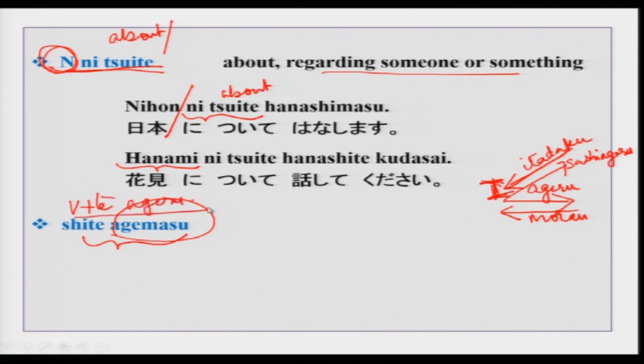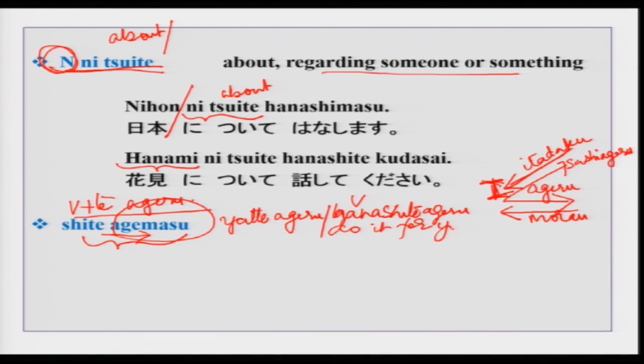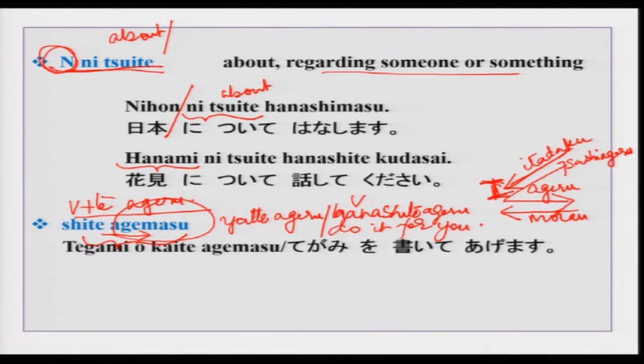What does this mean? Te agemasu means this form, yatte ageru, hanashite ageru. I will do as the verb is saying and give it to you, is the literal translation, but it means that I will do it for you. That is what it means. So, well, we have tegami o kaite agemasu. I will write the tegami and give it to you, or I will write the tegami for you.